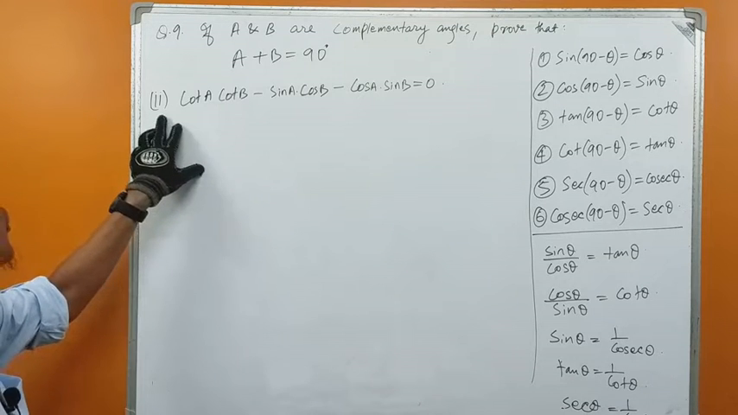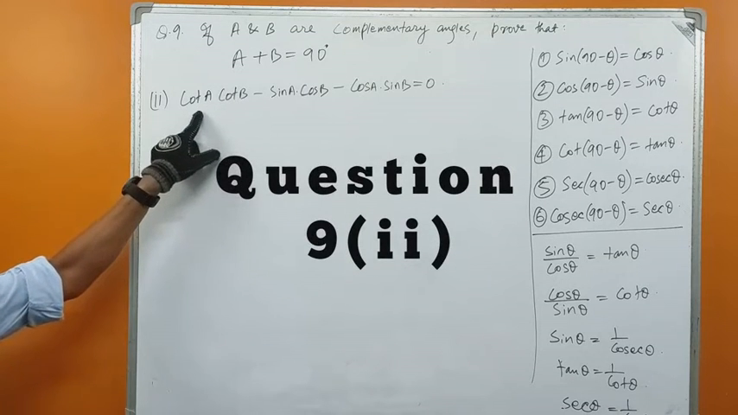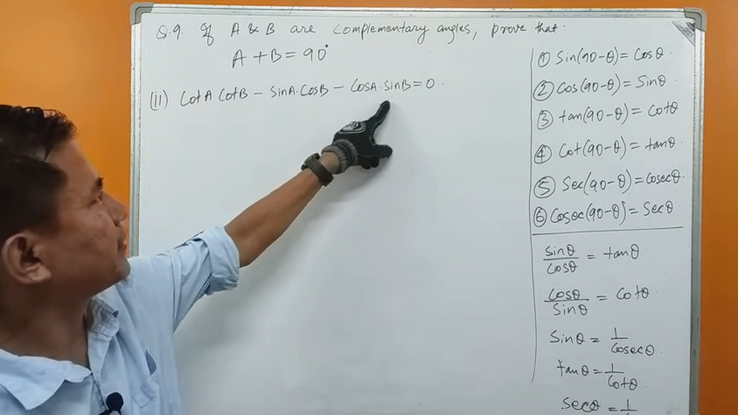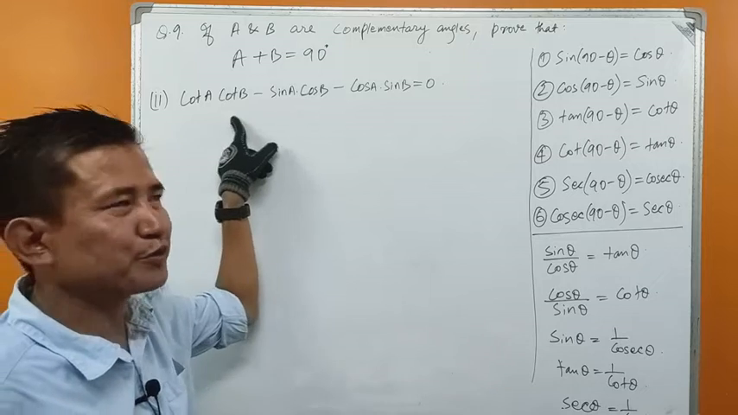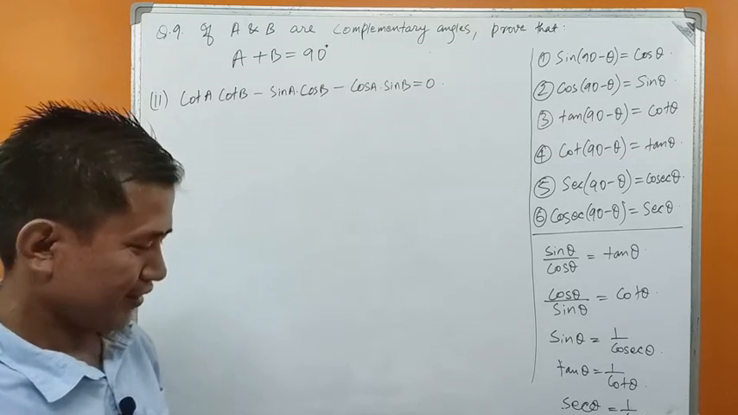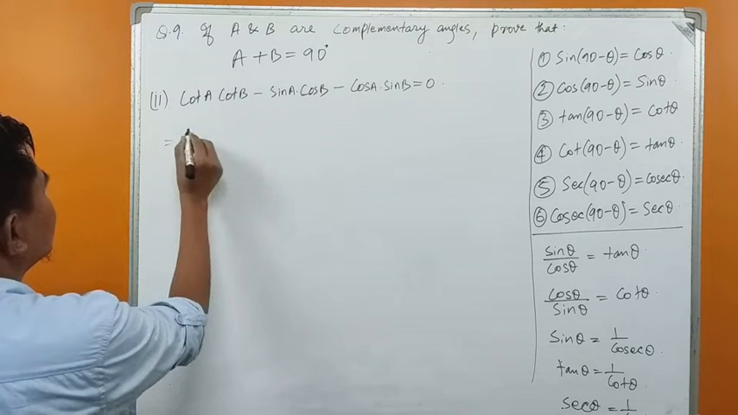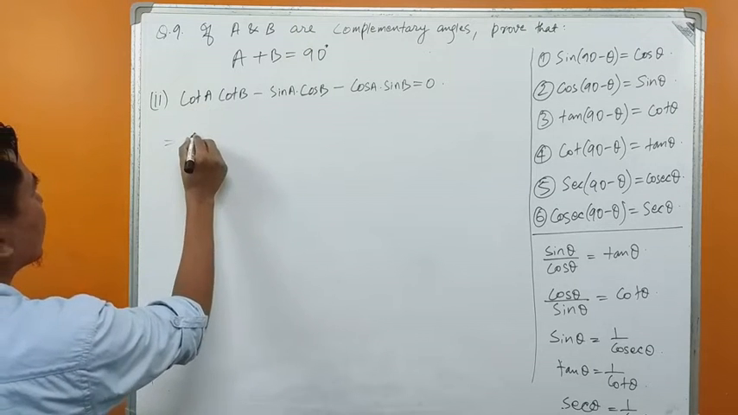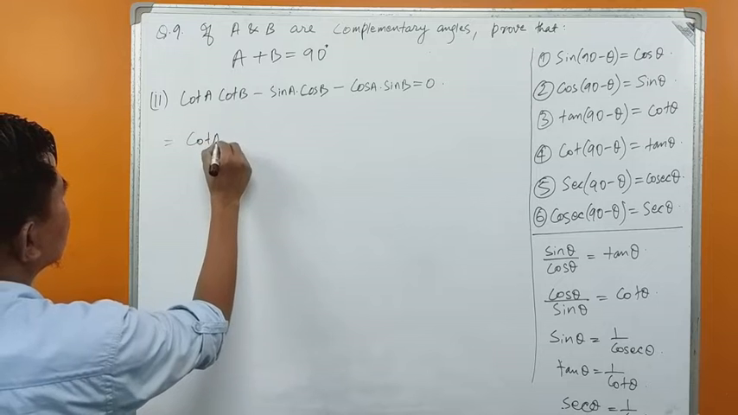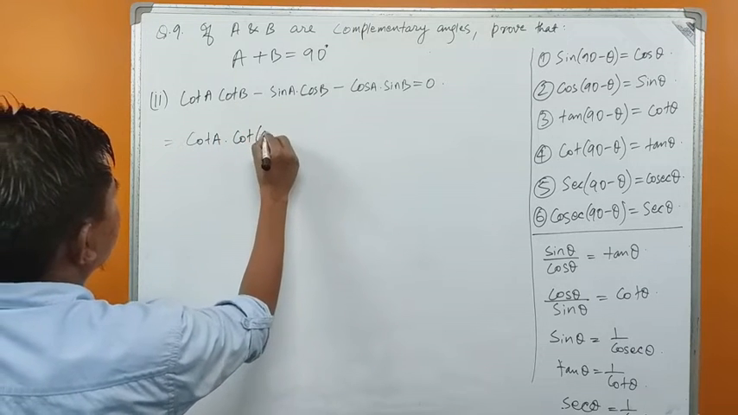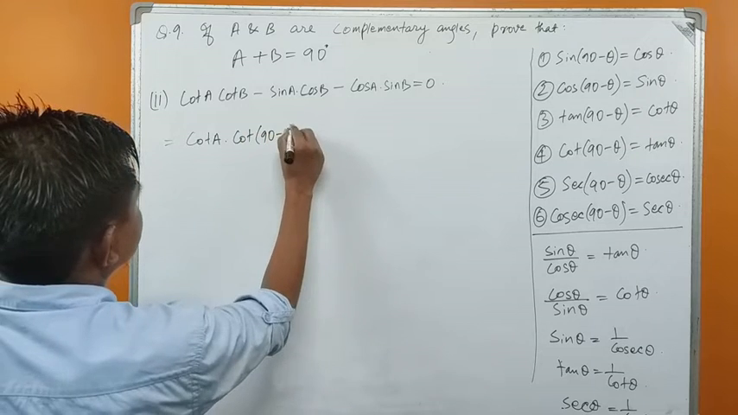Okay, now let us do question number 2 of 9. We have cot a cot b minus sin a cos b minus cos a sin b in the left hand side, and we are asked to prove this equals 0. So this question is very simple. Let's not change this cot a, we write cot a as it is. Cot b means cot 90 minus a, isn't it?